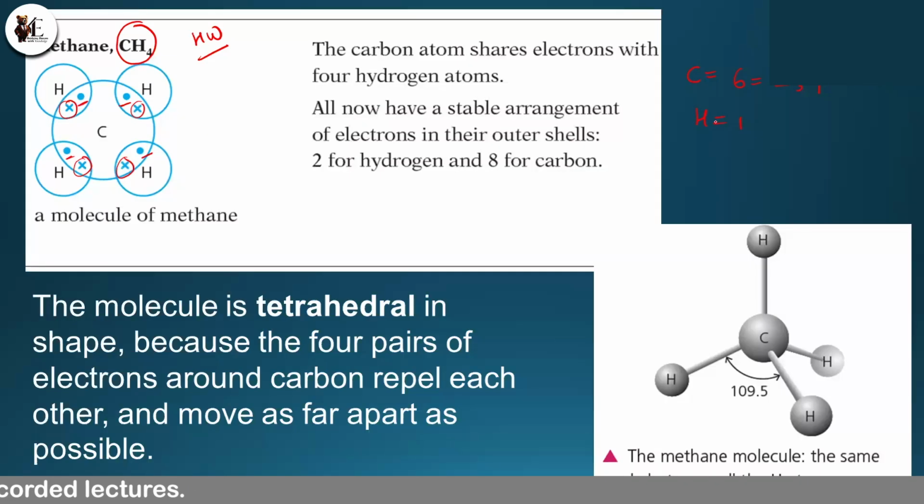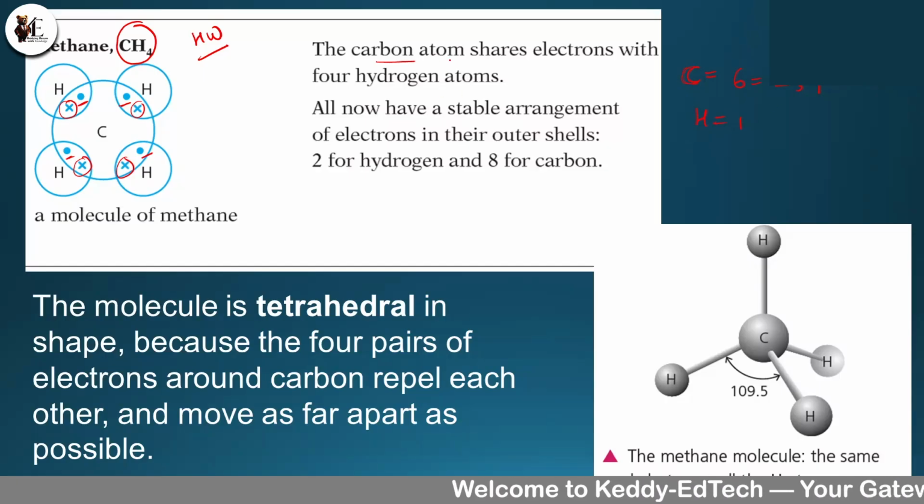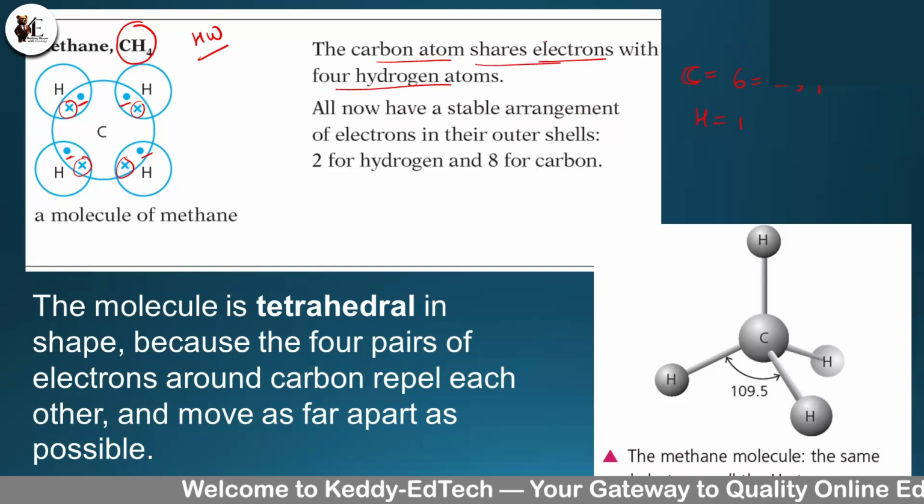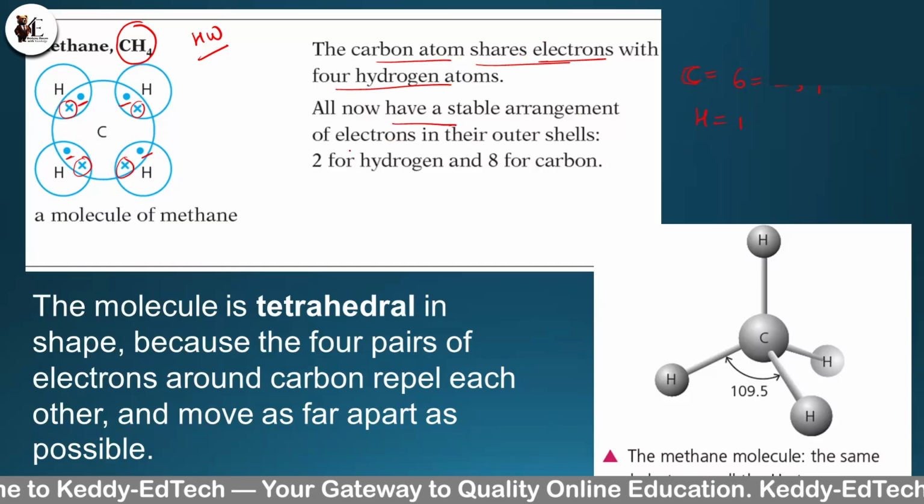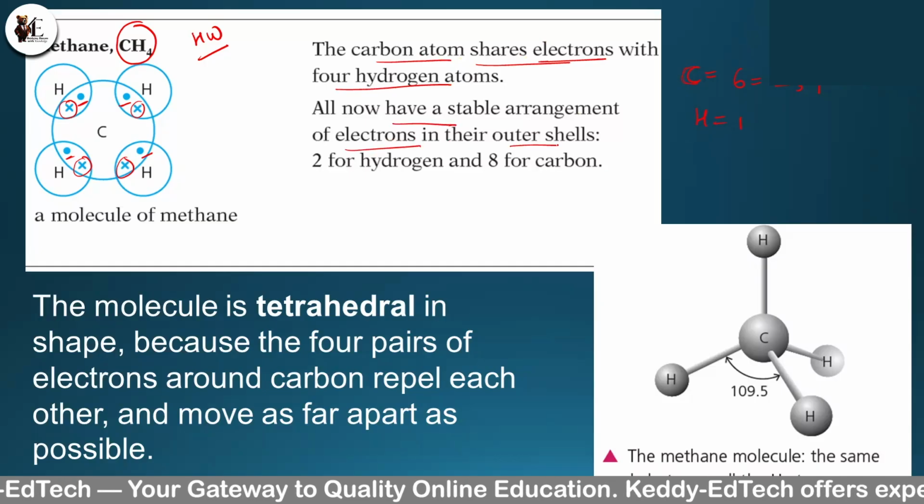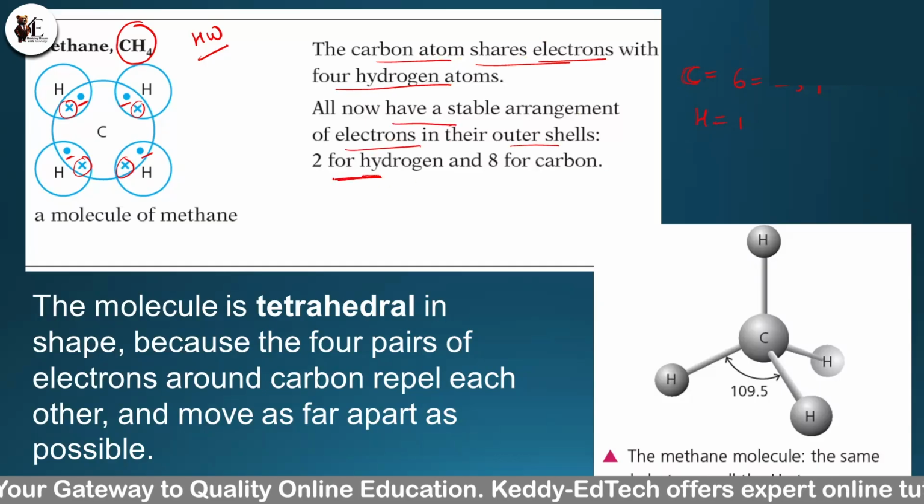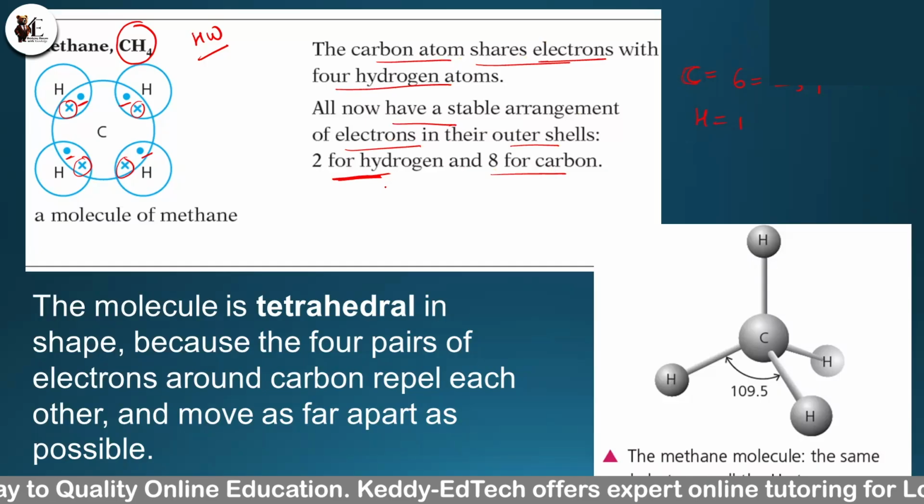Okay. And I told you that hydrogen needs 2 electrons to complete its duplet and carbon needs 8 electrons in its valence shell, right? So the carbon atom shares electrons with the 4 hydrogen atoms, and sharing of electrons is nothing but a covalent bond. So all now have a stable arrangement of electrons in their outer shells. 2 for hydrogen, it is also happy, and 8 for carbon.